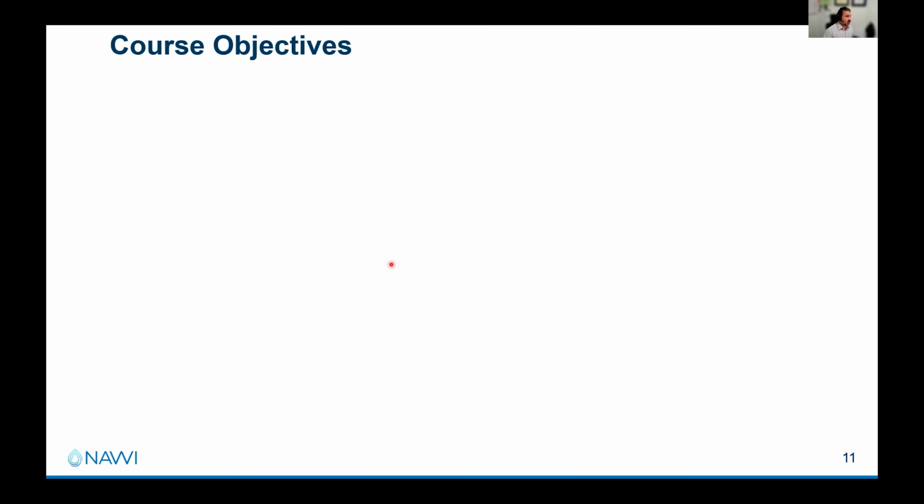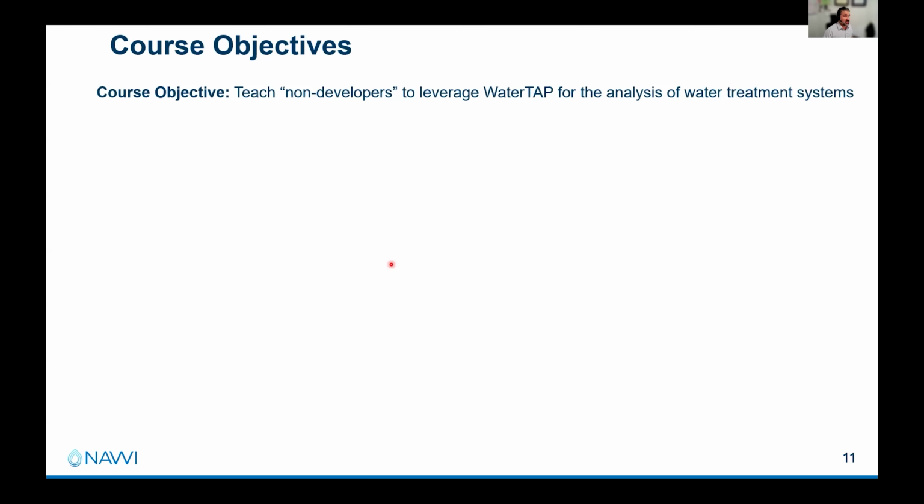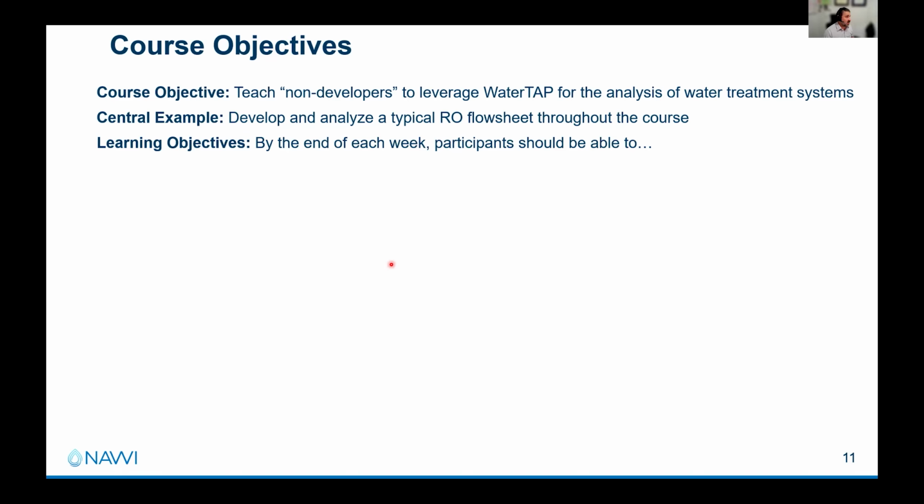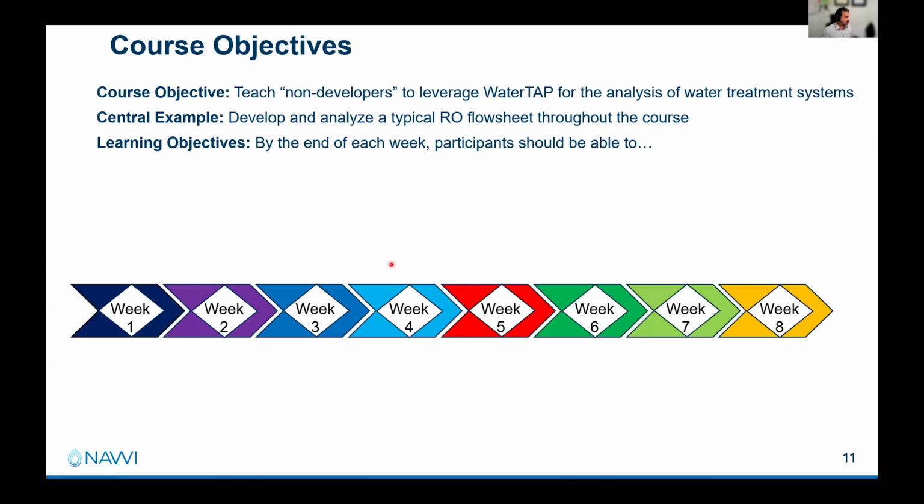So just to give you an idea of what the course looked like, again, we wanted to teach non-developers how to use WaterTAP. We wanted to stick through with a central example, just in case people got lost, they could always go back to this typical reverse osmosis flow sheet throughout the course. And by the end of each week, we wanted to be able to achieve certain goals.